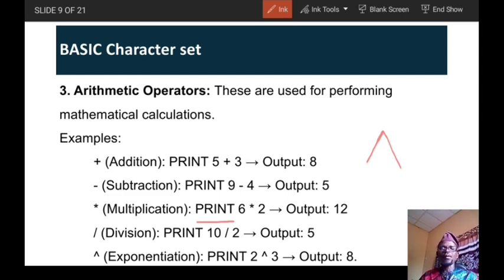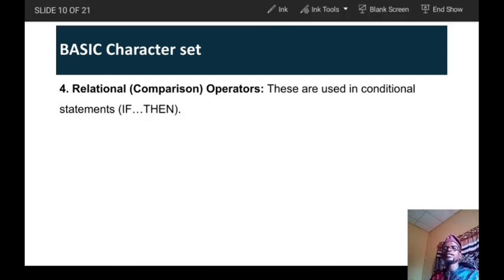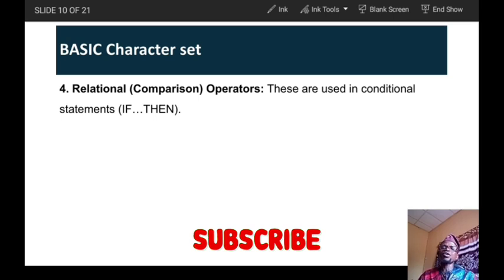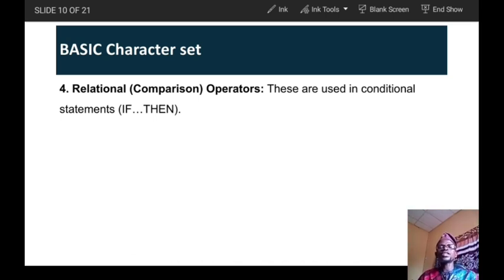And 2 raised to the power of 3 is 8. Let us look at another character set. The next character set we shall be talking about today is relational or comparison operator. So we can call it relational operator or comparison operator. These are used in conditional statements, that is, if then. Let us look at how they are used in basic program.